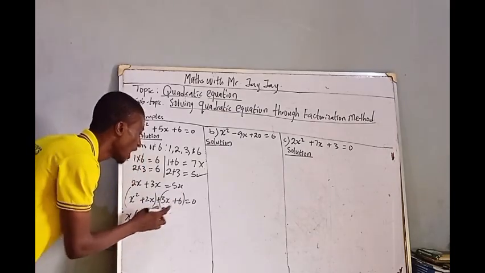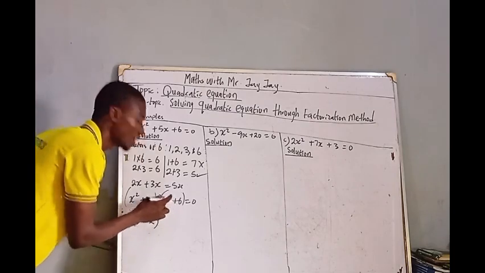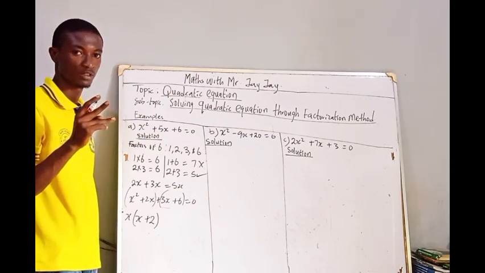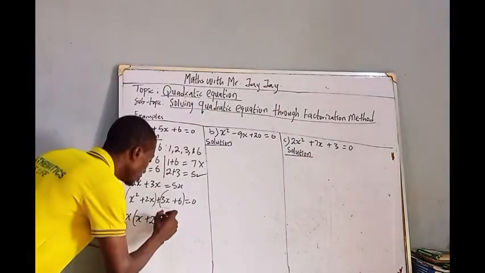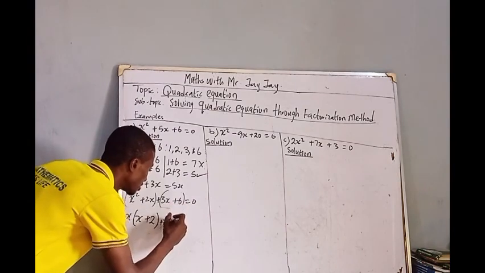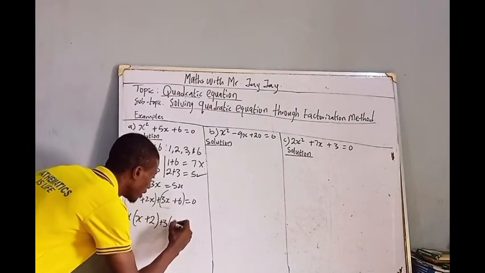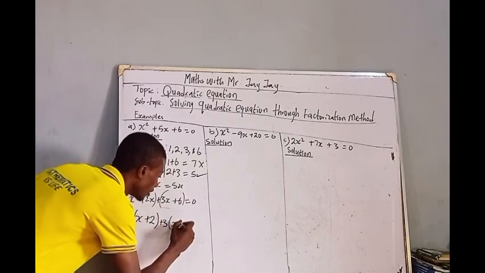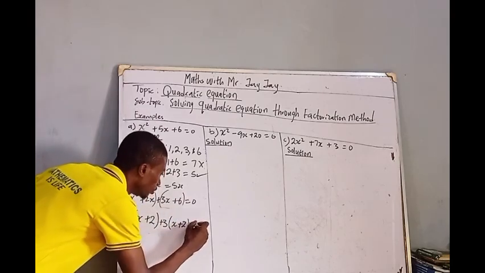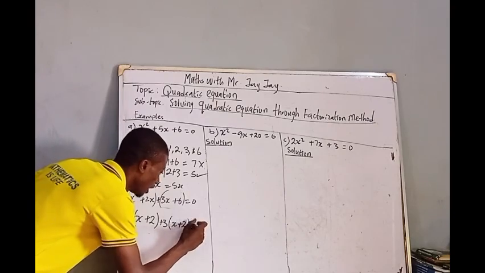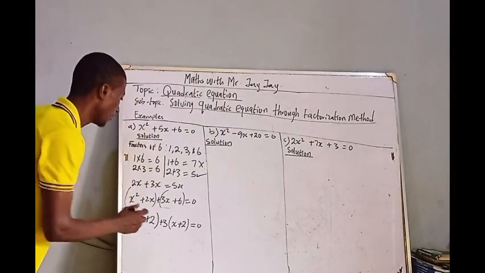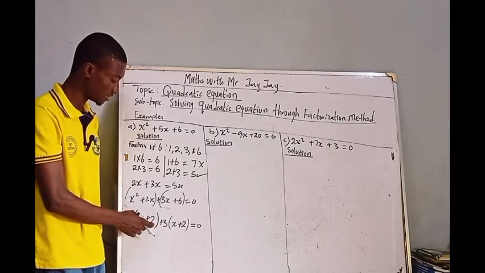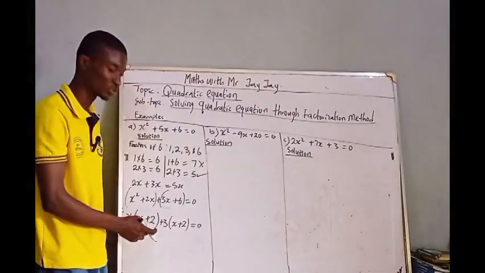Now the same thing applies to this group. What do they have in common? They only have numbers in common, and we discovered that both 3 and 6 have something in common, which is 3. When you take out positive 3 from 3x, you are going to have x. When you take out positive 3 from 6, you are going to have 2. Now from this, you discover that there is a repeated factor here: x plus 2 is repeated.